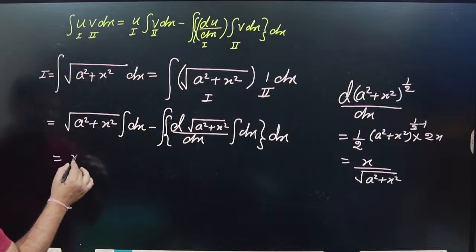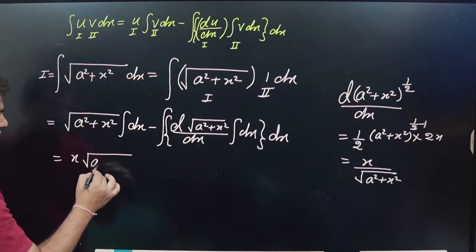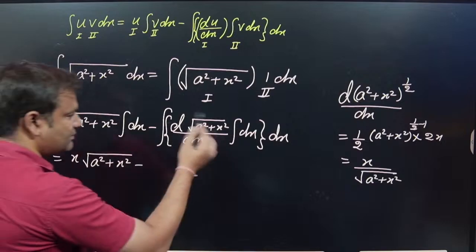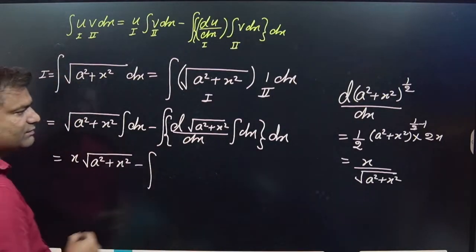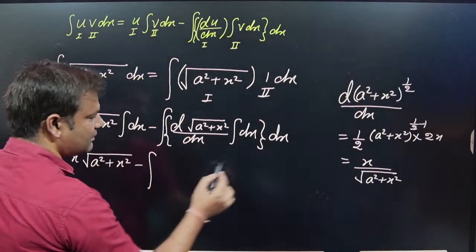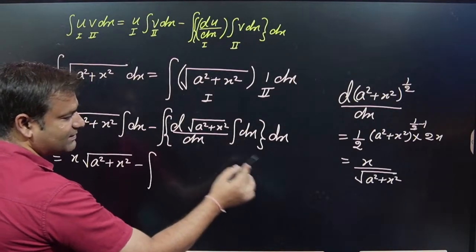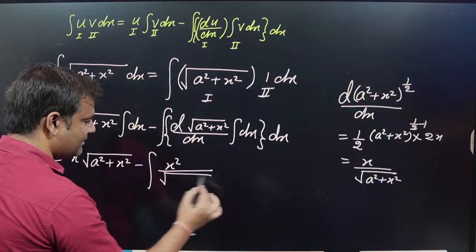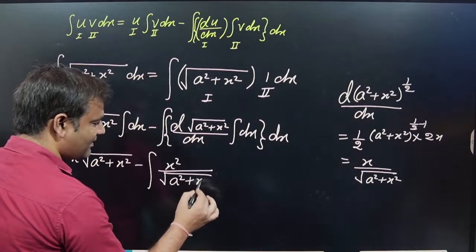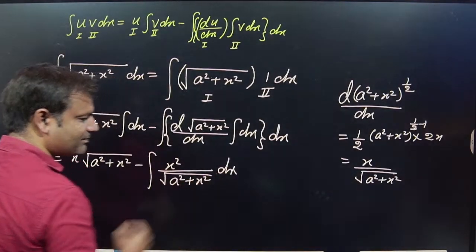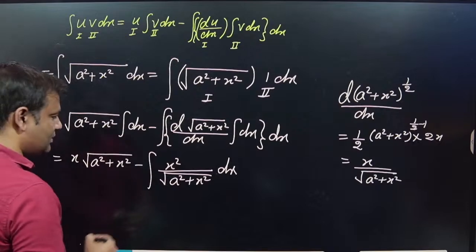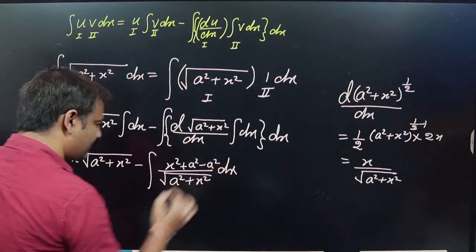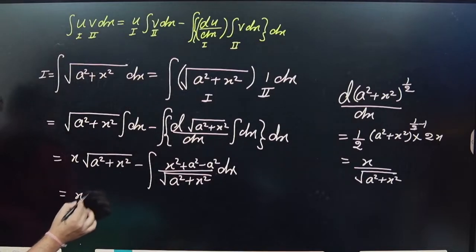Integration of this, x under root a square plus x square, and simply the integration of that is x, so x into x, that is x square dx. Okay, so if a square is adding and a square is subtracting, then what is the advantage of that one?